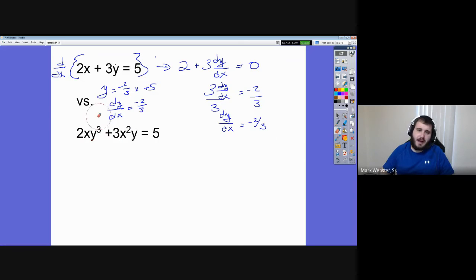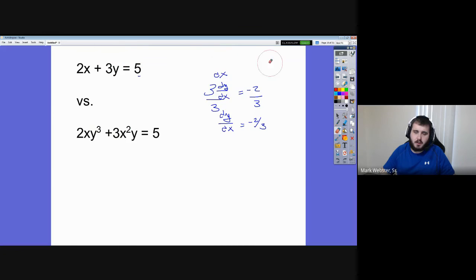So what I'm going to do now is show you how to do this one. We're going to do the exact same thing we did before, but the one thing to keep in mind is that we have two different functions here, right? 2x and y are multiplied together, and 3x squared and y are multiplied together. So we are going to have to use the product rule.